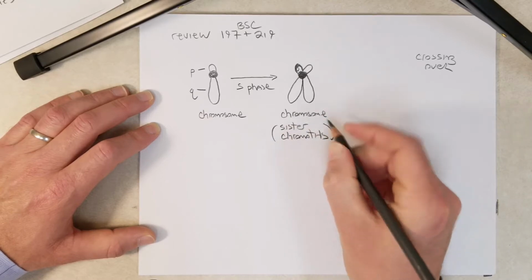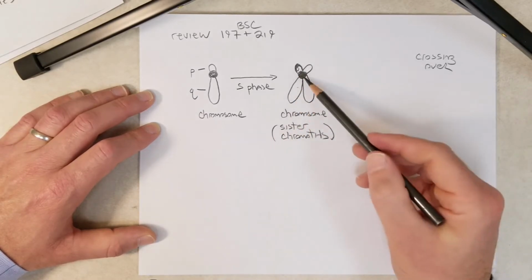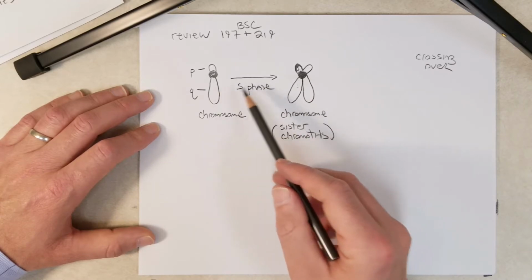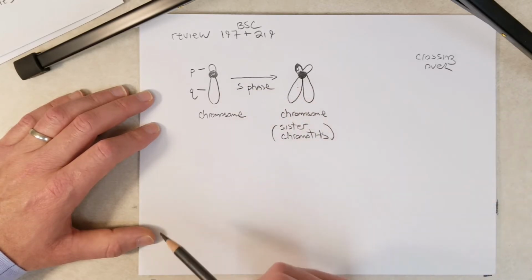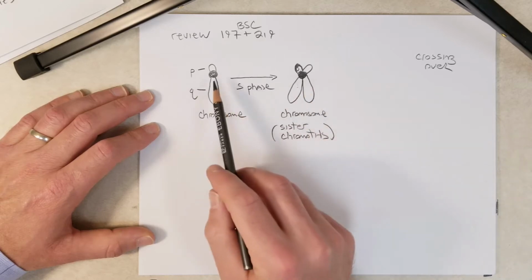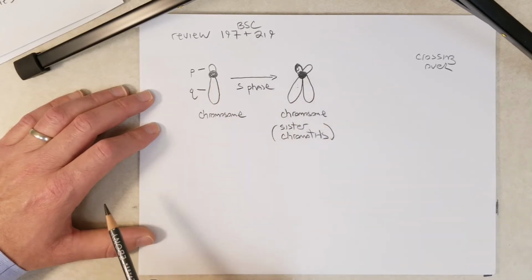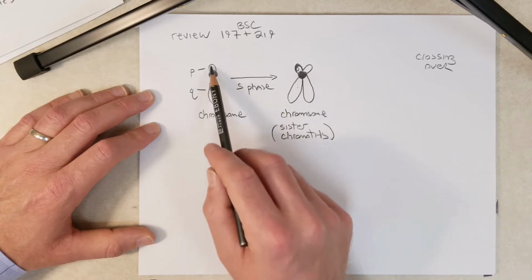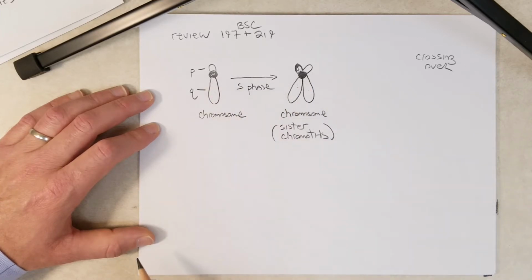And the sister chromatids are identical, right? They should be identical because they were replicated during S phase from the same template. So this is a single chromosome. This is a single chromosome. Single chromosomes can be made up of one chromatid or sister chromatids.